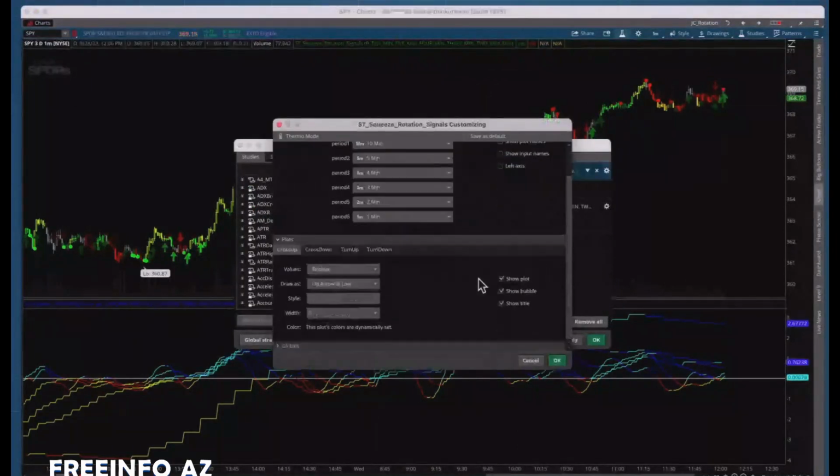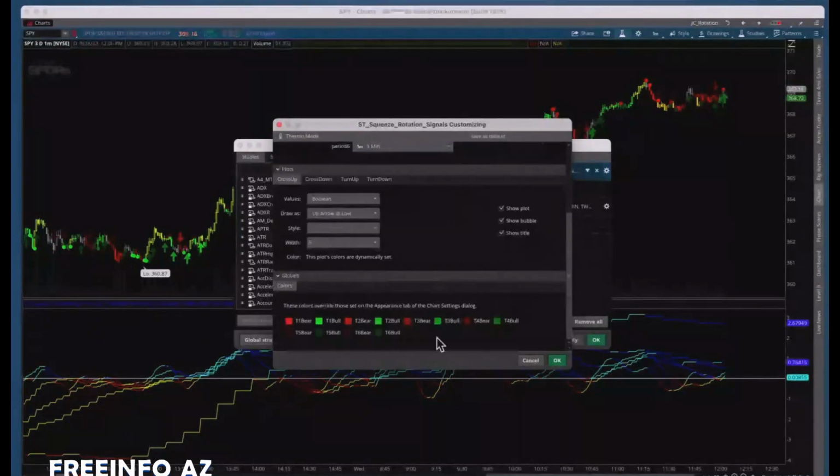the different time frames. So if we come down here to the globals, you'll see you can change all these if you want. So this is time frame 1 bearish color, that's the brightest red, and time frame 1 bullish color, that's the brightest green. Those are the highest time frames. So that's in this particular 1-minute chart, that's a 10-minute arrow or dot.